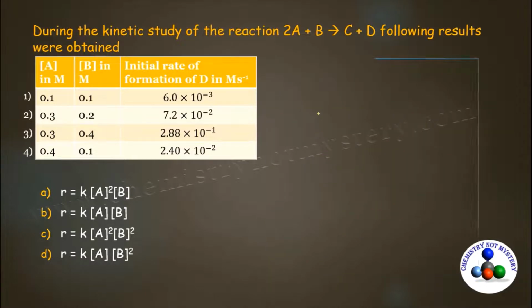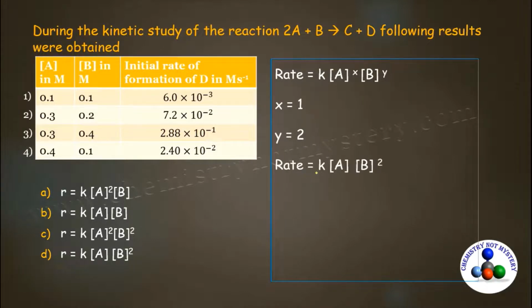So now we have calculated the value of x, that is equal to 1, and the value of y we have calculated as 2. So the rate law will be equal to rate constant multiplied by the concentration of A multiplied by the concentration of B raised to the power 2. So option D will be the right option for this question.